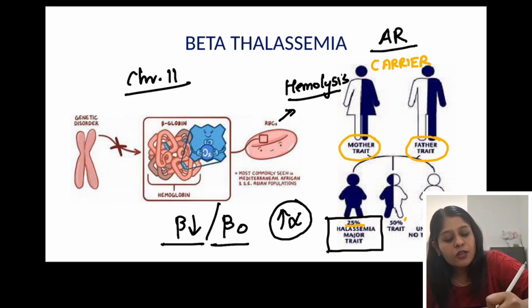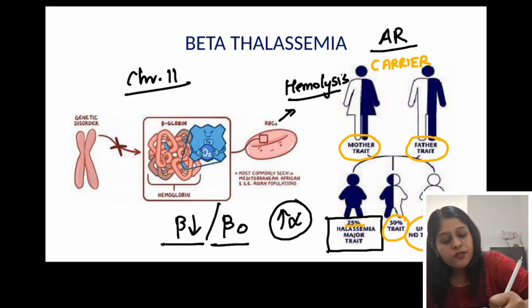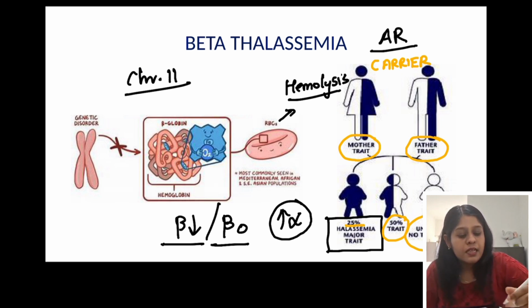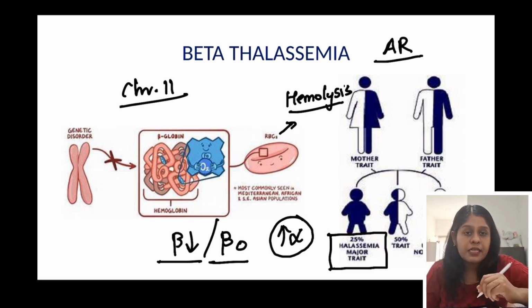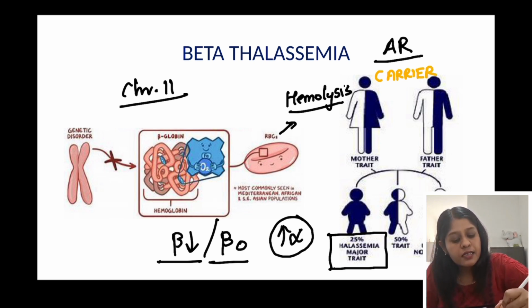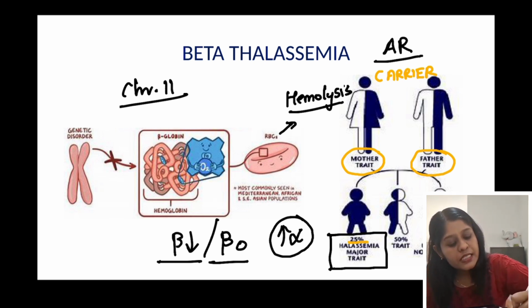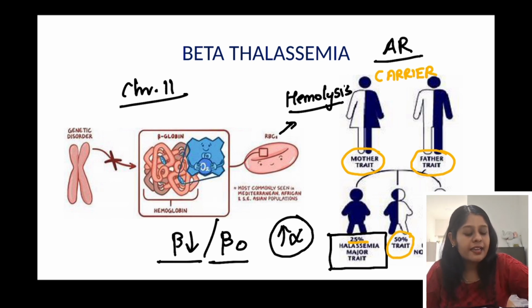Because it is an autosomal recessive genetic disorder, 25% of the offspring of parents who are both carriers of the beta thalassemia trait will get the disease. That means if the father is a carrier and the mother is also a carrier, each child has a 25% chance of getting the disease, a 50% chance of being a carrier, and a 25% chance that in every pregnancy the child can be born normal.